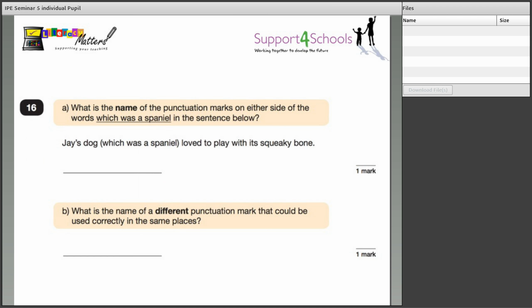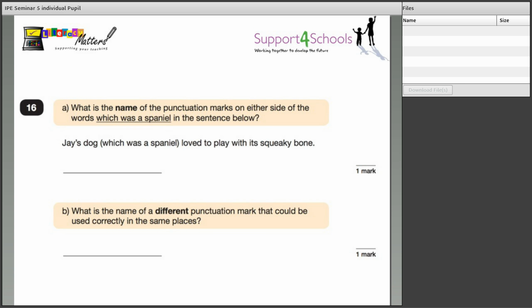And see what they are. So when we look at those specific questions, you've had the strands part of it, where it says there was an area where the school was achieving less than the national, and now we can actually go in and see what specific questions were being asked in this area. So this is about punctuation marks. It's asking, what's the name of the punctuation marks on either side of the words, which was a spaniel?